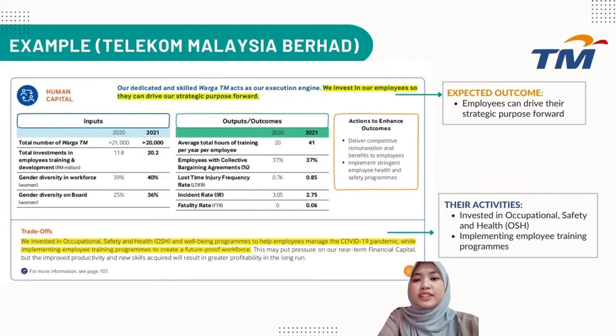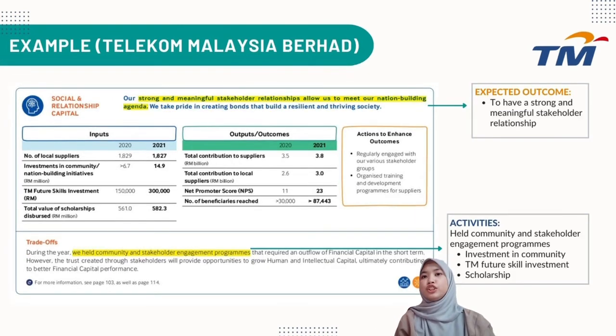Next, the example of human capital. TM expects to invest in their employees so they can drive TM's strategic purpose forward. TM invests in occupational safety and well-being programs to help employees manage the COVID-19 pandemic, and TM is also implementing an employee training program to create a future-proof workforce. Via social and relationship capital, TM has community and stakeholder engagement programs. It is to create trust among stakeholders, and TM also expects a strong and meaningful relationship to allow them to meet a new agenda.